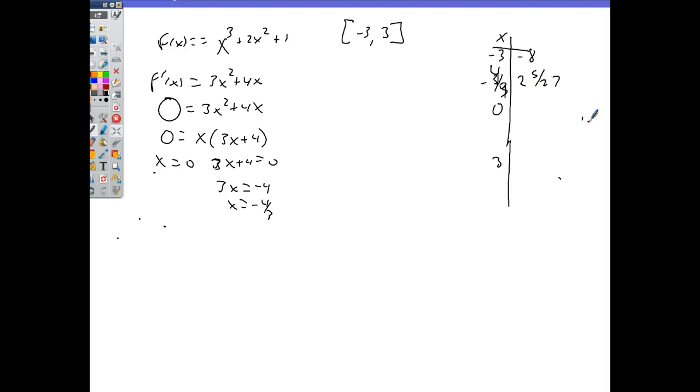Love it. Plug in 0. I got that one. I always do. Plug in a 3. I get 27 plus 18, which would be 46. All right.